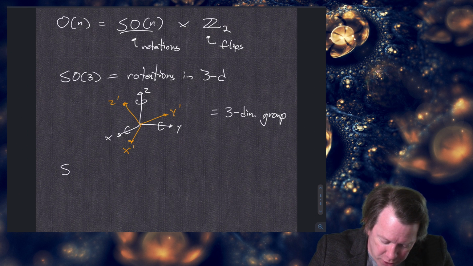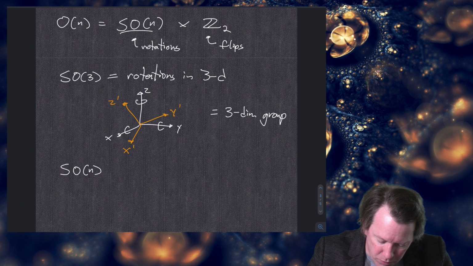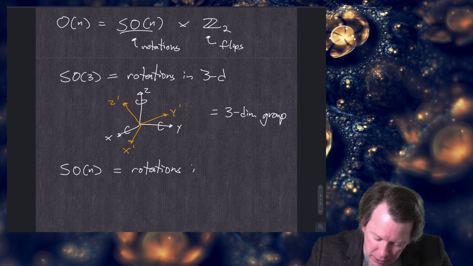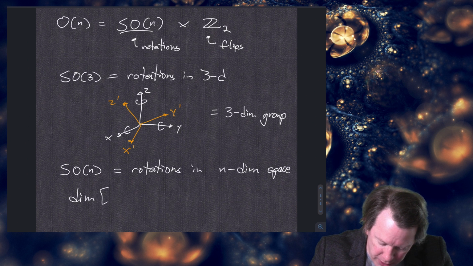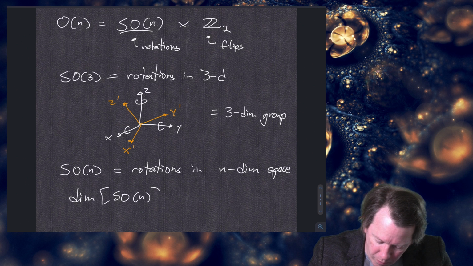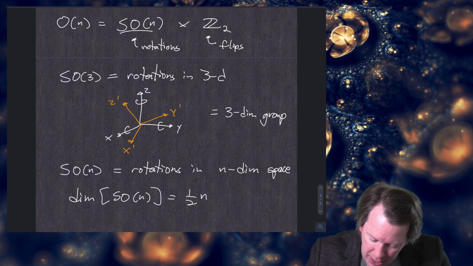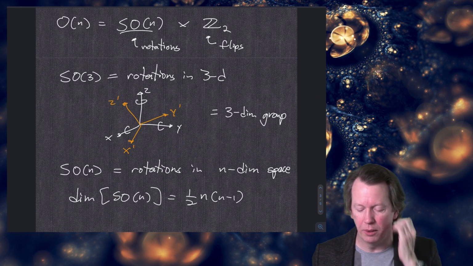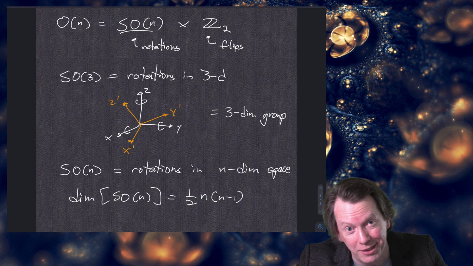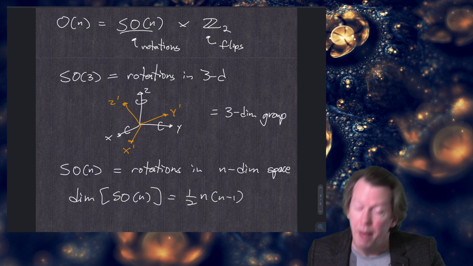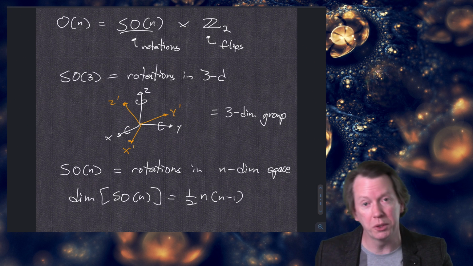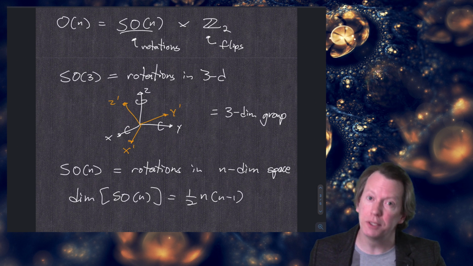So if you have SON, that is rotations in n-dimensional space, but the dimensionality of SON works out to be 1/2 n times (n minus 1). Okay, so if you plug in 3, you're going to get back to where you started, right? 1/2 times 3 times 2 is 3. But if you plug in 4, 1/2 times 4 times 3 is 6. So 4 does not equal 6.